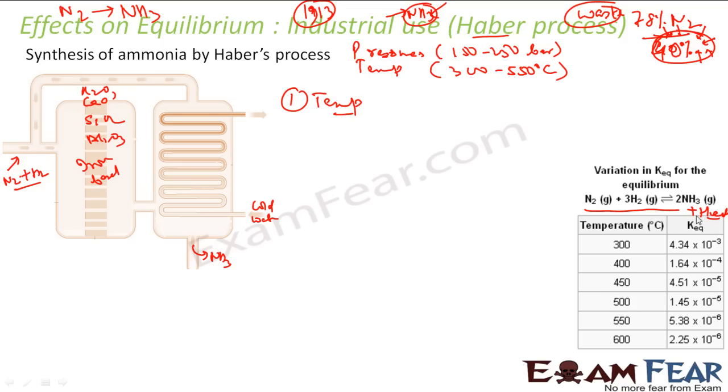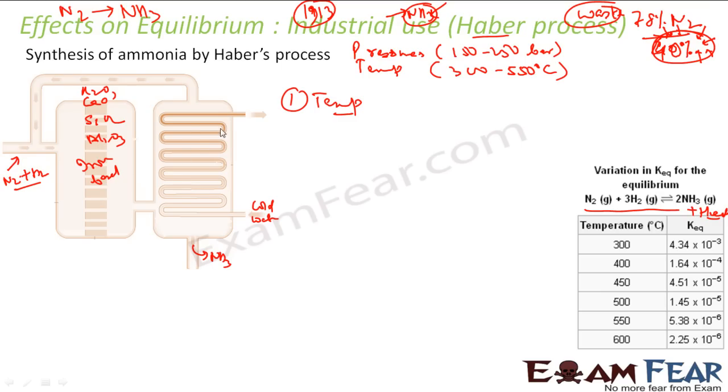So what we have seen is, since this is an exothermic reaction, if you increase temperature, what will happen? The reaction will start moving in this direction, back direction, right? So equilibrium will be reached easily, correct? Since it is an exothermic reaction, if you increase the temperature, the equilibrium will move in this direction.